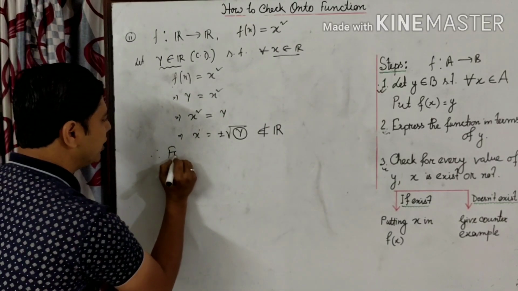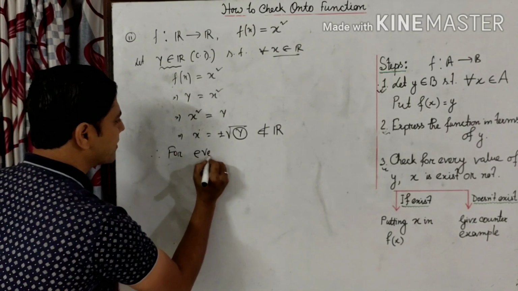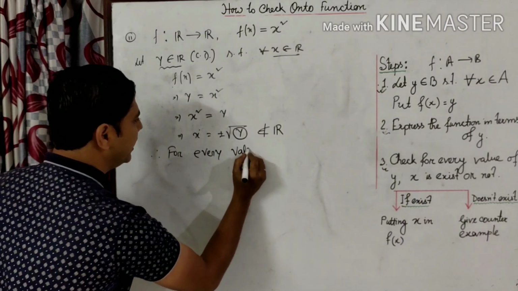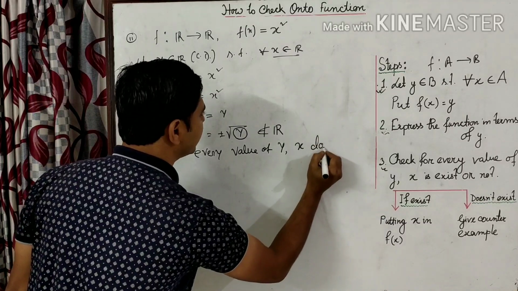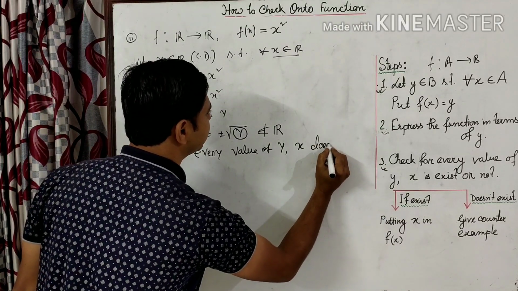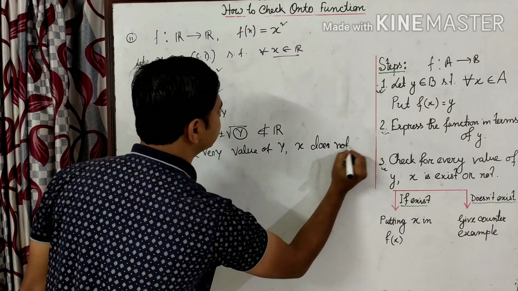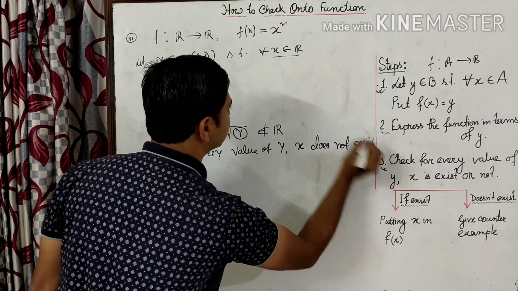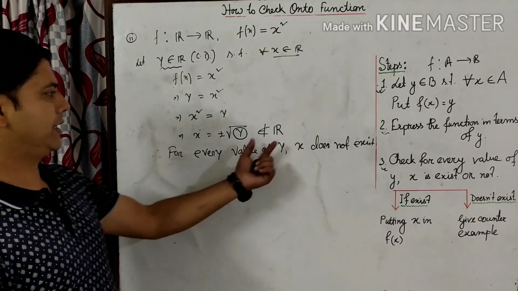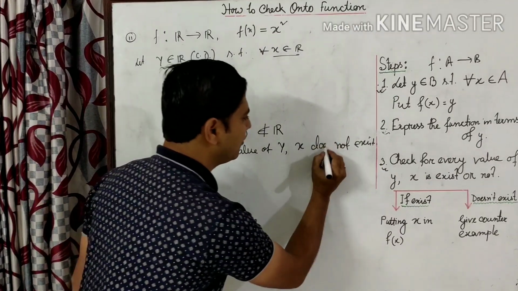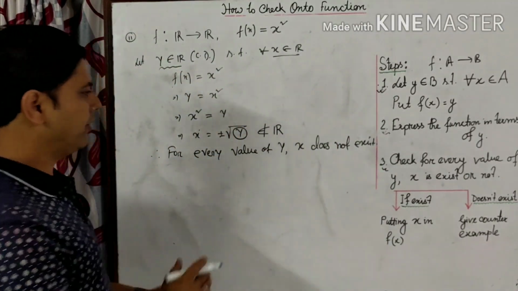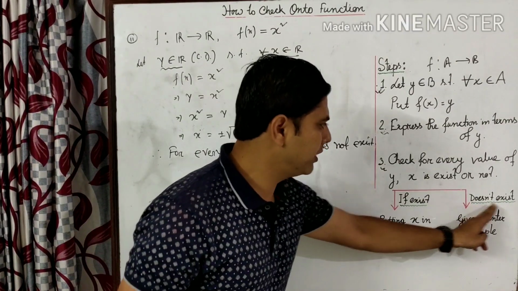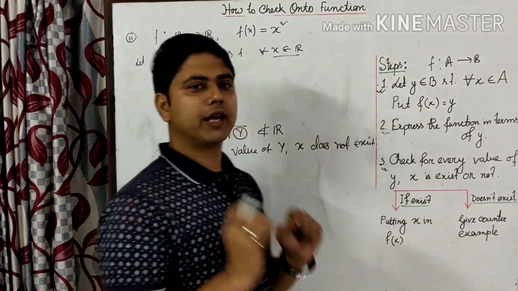Therefore for every value of y, x does not exist. Okay, for every value of y, x does not exist. Now you must give a counter example. This does not exist, so you must give a counter example.